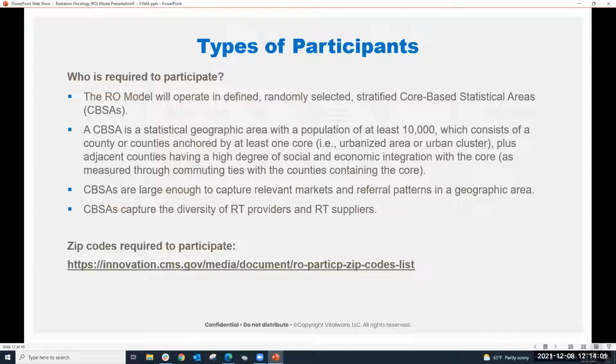Facility participants can opt out of participating, but only if they had less than 20 episodes of care in the previous performance year. So for this performance year, if you had less than 20 episodes of radiation therapy care last year, you could be eligible to opt out. If you think that you may qualify, you can see on the CMS website instructions on how to submit an opt-out certification on the portal. I have instructions later in the presentation on how to access the portal.